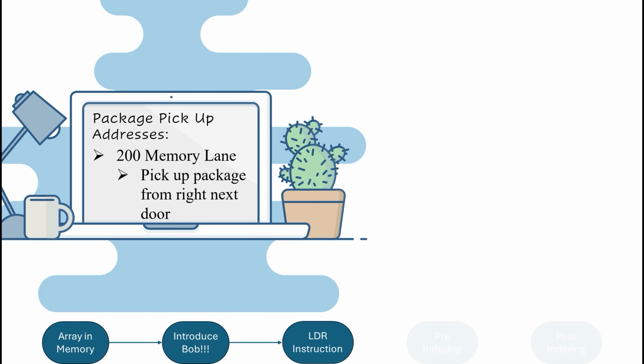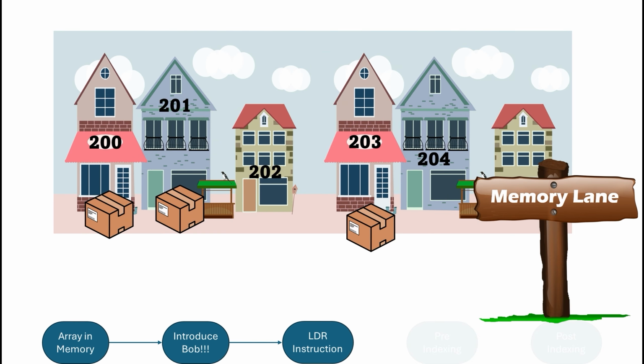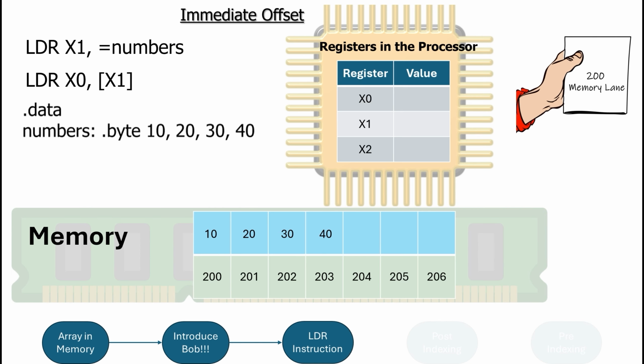Now Bob has a new assignment, but this time things are a little different. Instead of giving him an address, we simply tell him to go to the previous address and pick up the package from the house next door. Luckily, Bob already has the original address written on a piece of paper. And even better, all the house numbers on that street are sequential. So all Bob has to do is increase the house number by 1, and just like that, he has the new address, 201. Now that he has the new address, Bob goes to that new location, 201, picks up the package. Once again, we have our array in memory.